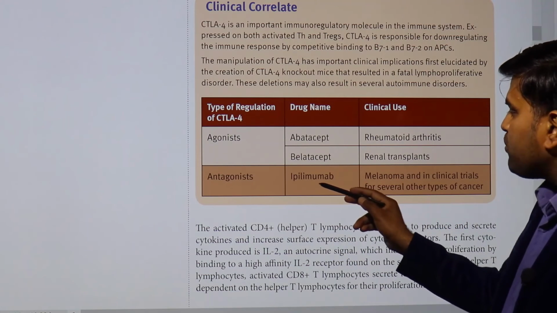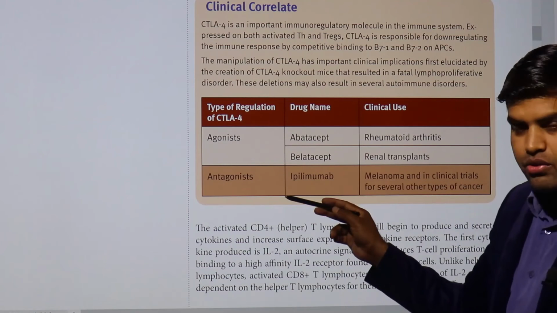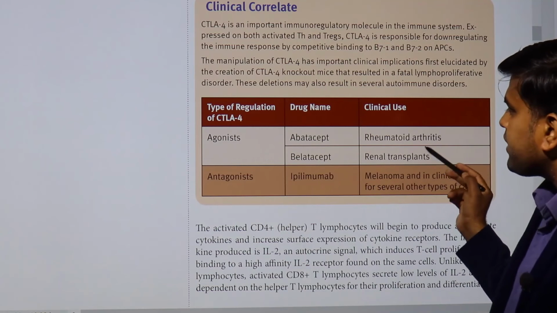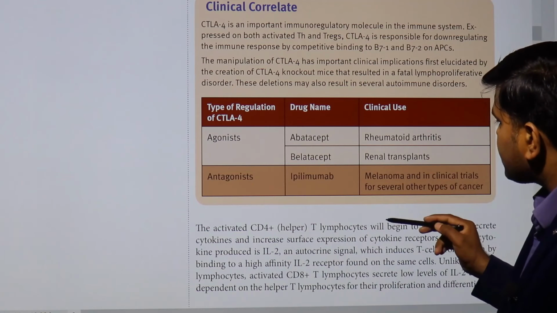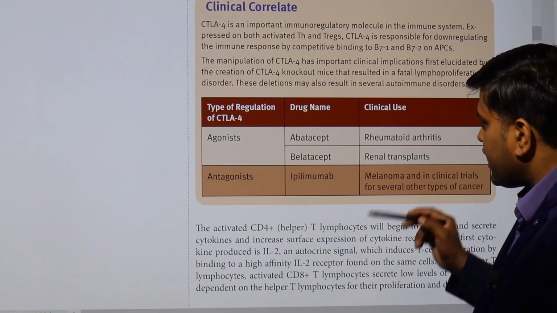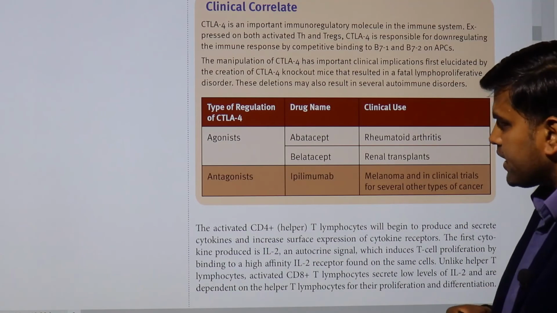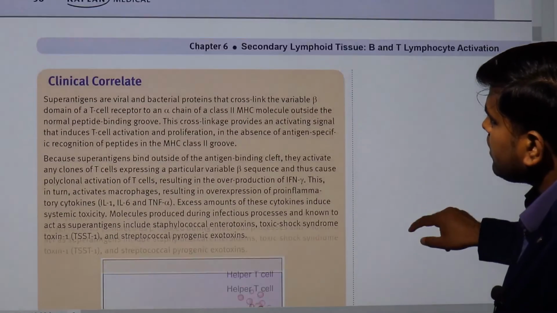So ipilimumab, for melanoma, and in clinical trials for several other types of cancer, we use as an antagonist. The agonist is used for rheumatoid arthritis and renal transplant patients. So the agonists are etanercept and belatacept, whereas the antagonist is ipilimumab, used for melanoma and in clinical trials of several other cancers. Okay, so we have talked about this.